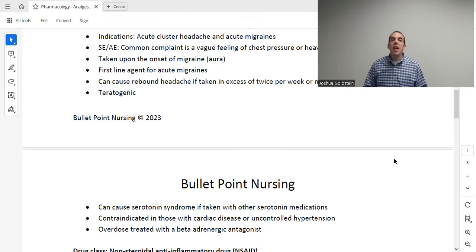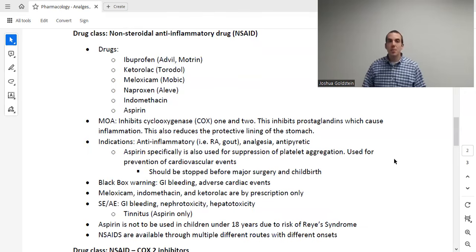Finally, if your patient does ever overdose on this and end up with serotonin syndrome, the treatment for that is giving them a beta blocker or a beta-1 adrenergic antagonist. I wouldn't expect this to be an RN level question, but it's a really useful piece of information to have because it's such a commonly used medication, and it is fair game on many tests.